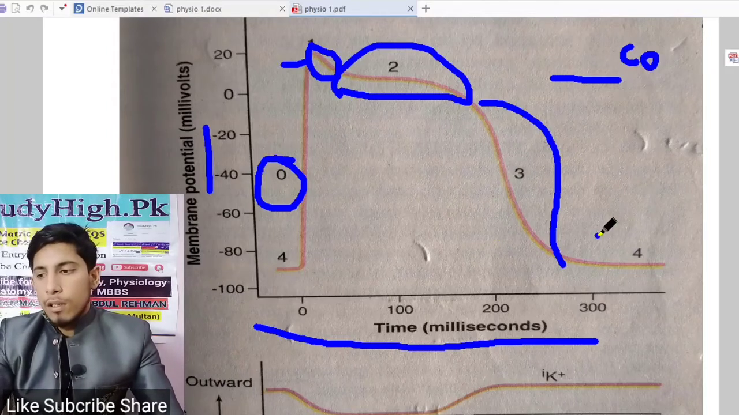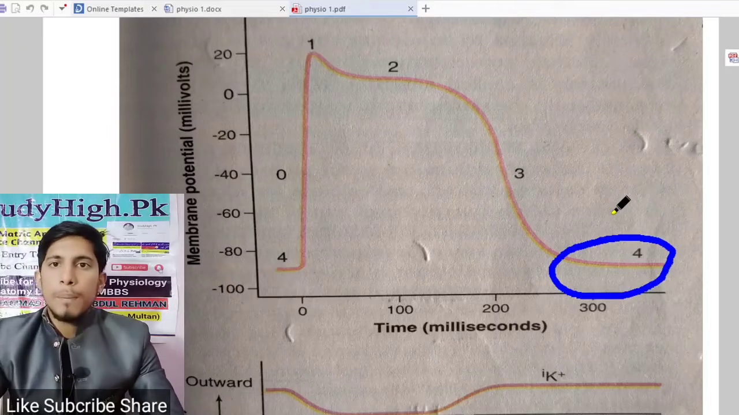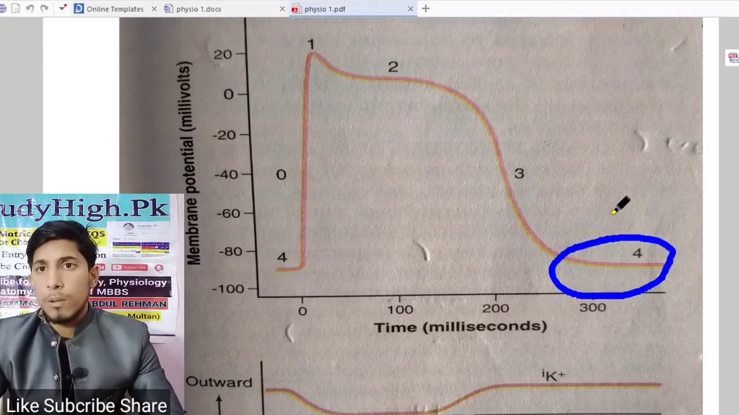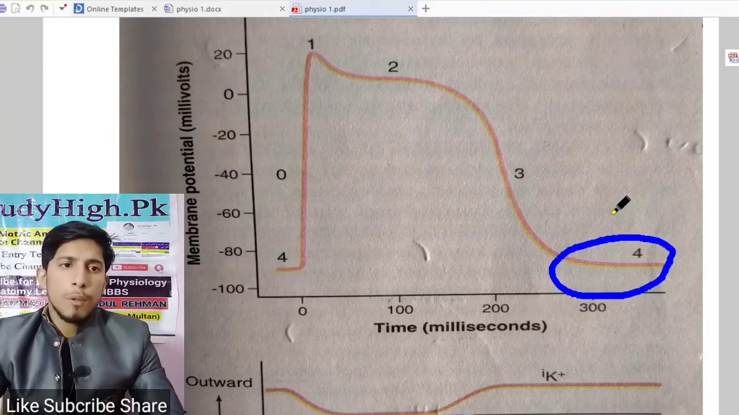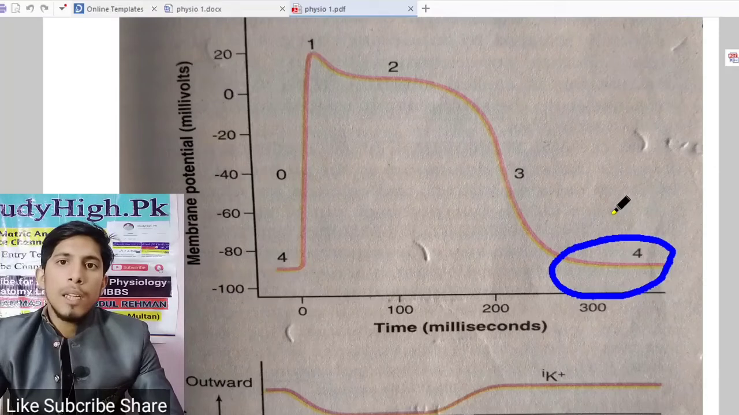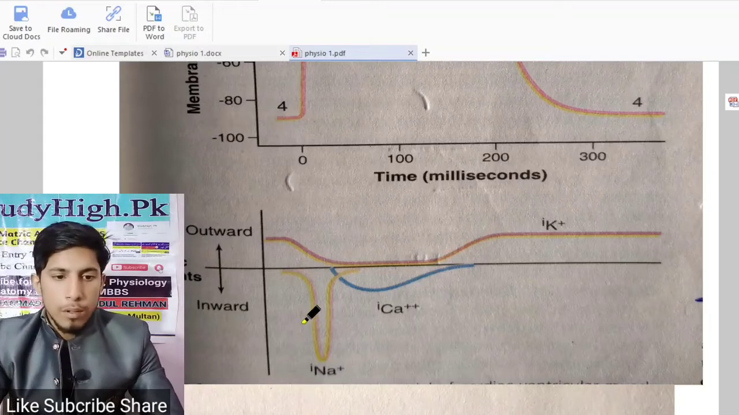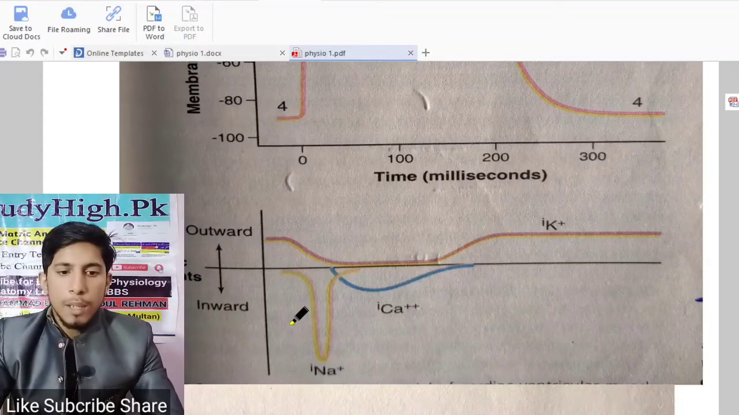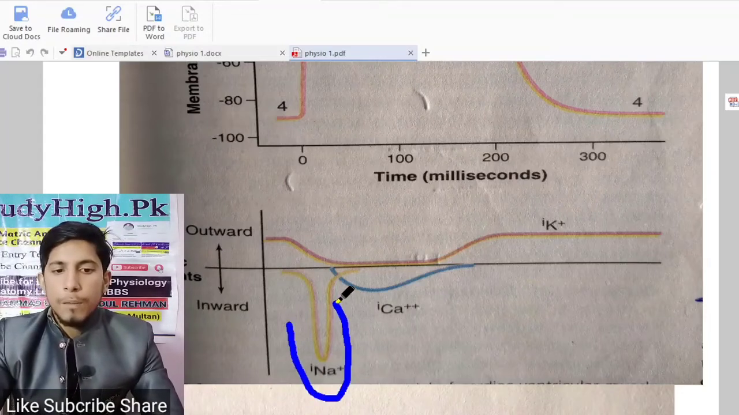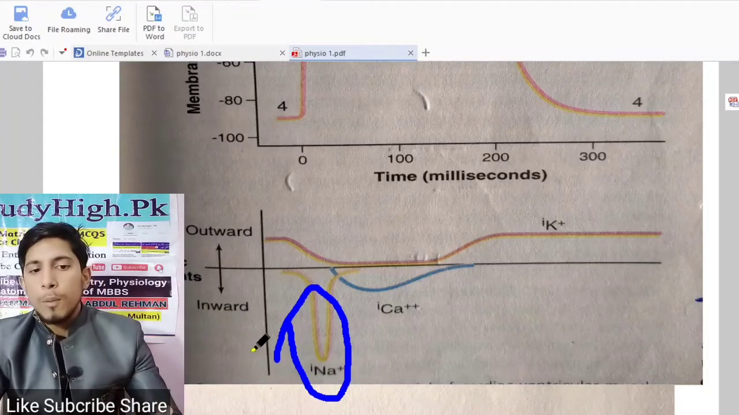What will happen in phase 4? In phase 4, the original resting membrane potential is restored by different types of pumps: the sodium potassium ATPase pump, the calcium ATPase pump present in the sarcoplasmic reticulum, and different types of calcium sodium exchangers. During phase 0, a large number of sodium ions are transported to the inside, which increases the membrane potential from minus 85 to plus 20.